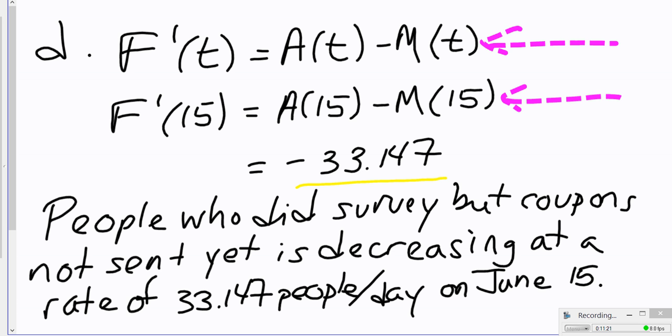We started the month with this backlog of, here's all these surveys that have been sent, and we haven't even started sending out the coupons. As time goes, we're closing that gap. And so the difference between the two is negative, which means that the rate is a decreasing rate. So the number of people who did the survey but haven't been sent coupons yet is decreasing at this amount as of mid-month. Okay, we're getting caught up.